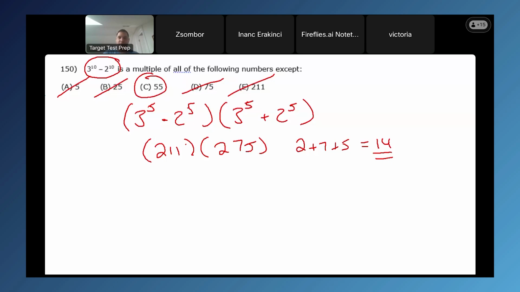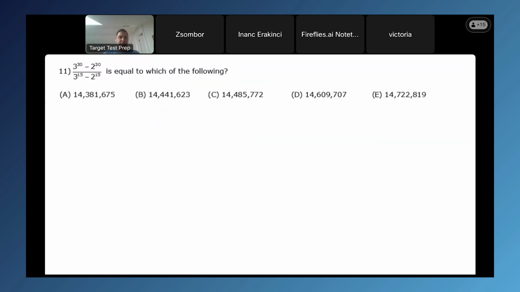All right, cool. Well, there is one I want to do that does involve unit digit patterns and difference of squares, and that's going to be this one here. Take a look at this, and then we'll chat about it.